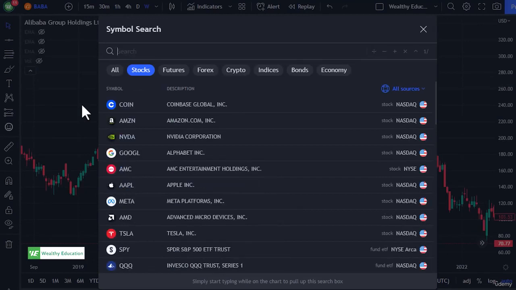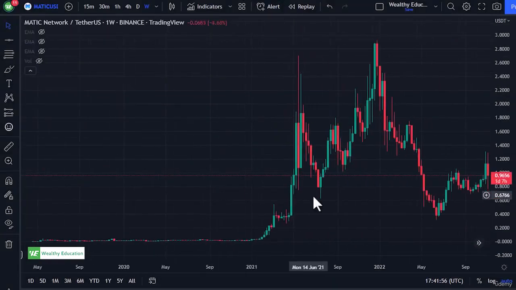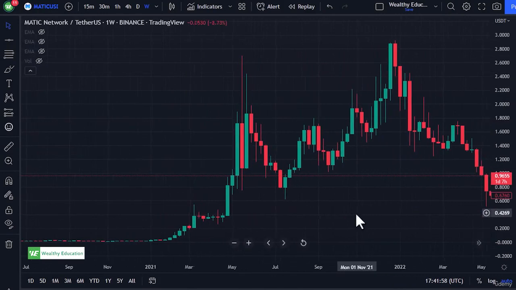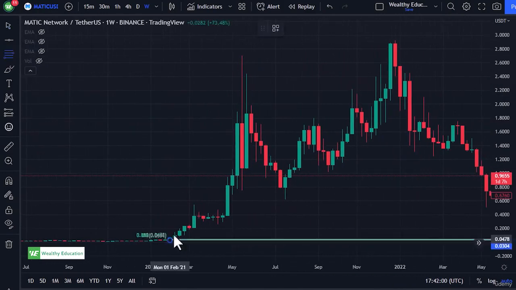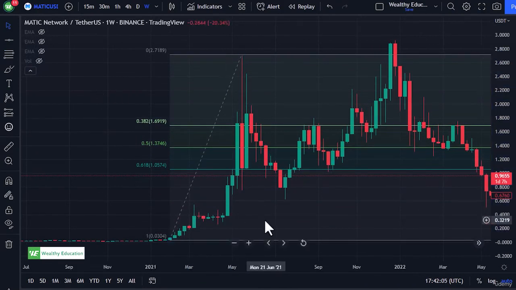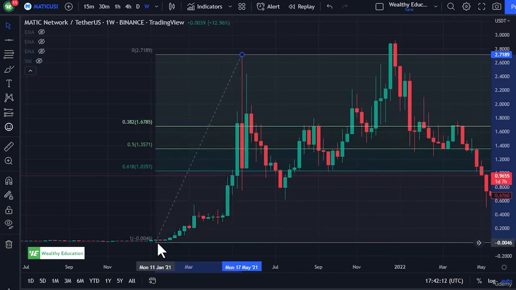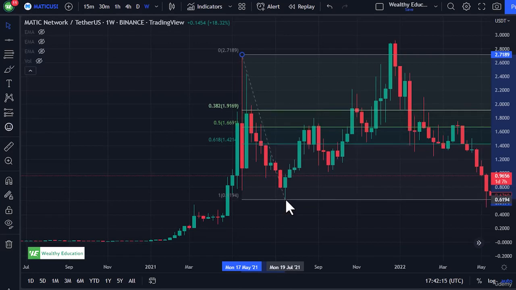So let's go from Alibaba to something crypto. You can see here that we blew through the 61.8% level. So it doesn't mean that it has to work, and in fact, it didn't there. The problem is that now we're clearly in a downtrend, we pulled back to the 50% Fibonacci retracement level and then went higher.